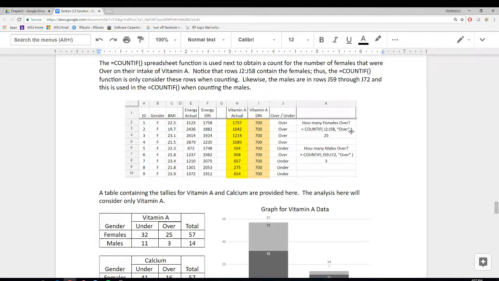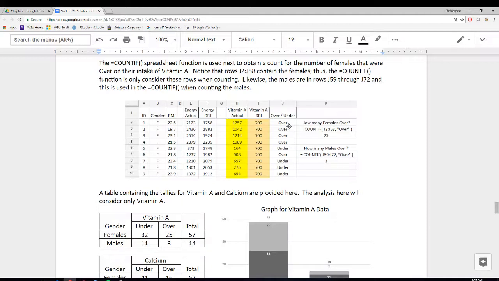So how many females were over their vitamin A intake? In order to compute that, we simply use the COUNTIF statement. I'm going to count cells J2 through J58. So we can see here, COUNTIF J2 through J58. Those rows represent the females in this study. So the first 58 rows of the data represent the females.